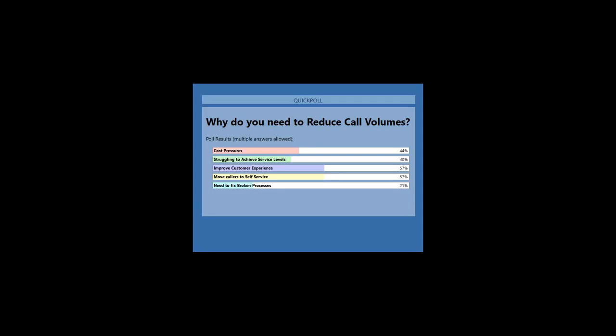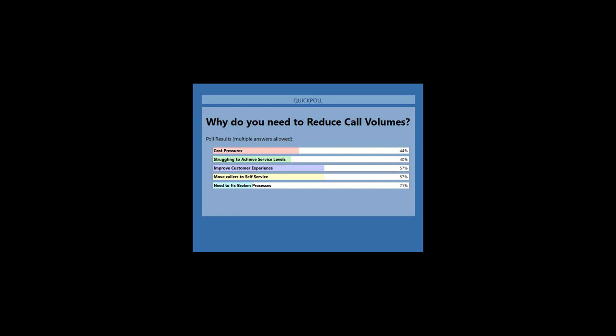And it looks like the reasons for improving the customer experience is top there. Moving customers to self-service. That's a little surprising for me there. Rich, what's your view on that? Both of those are surprising to me as well, but heartening to see.